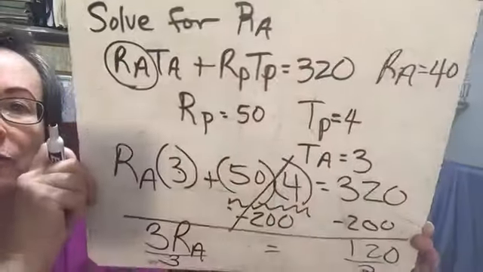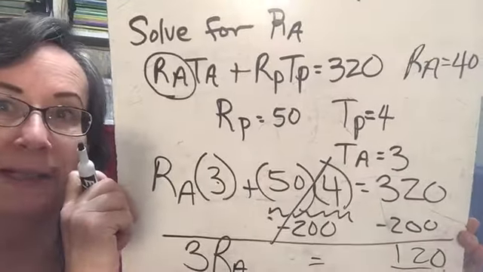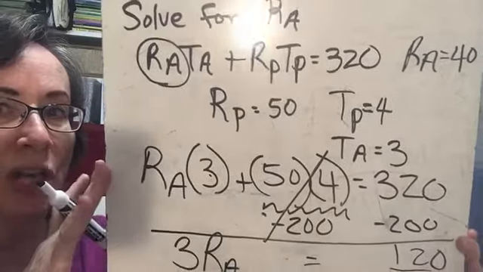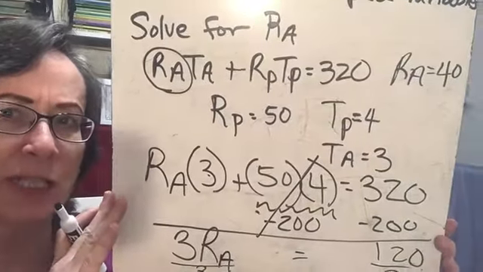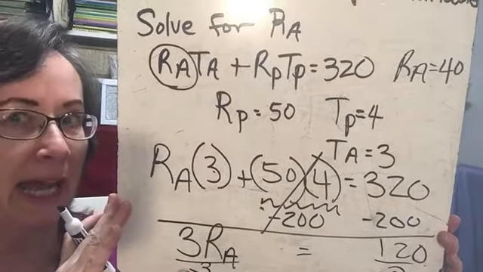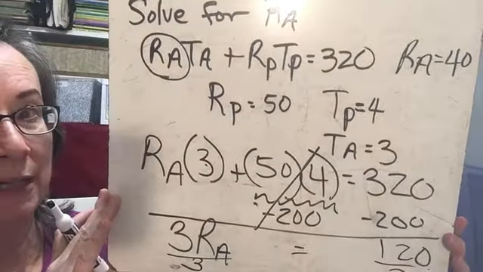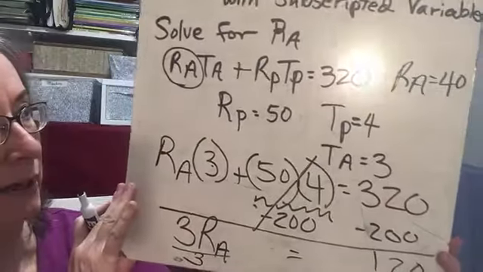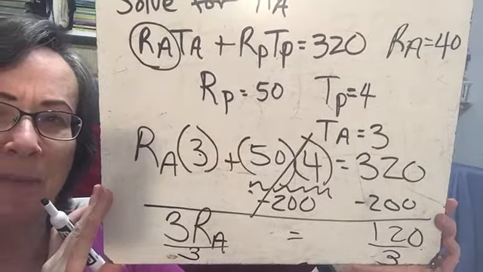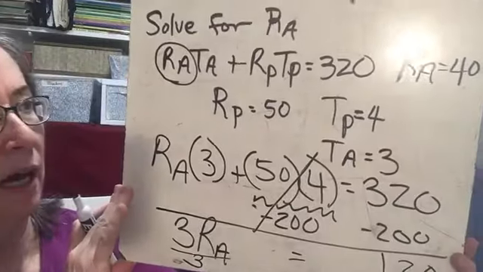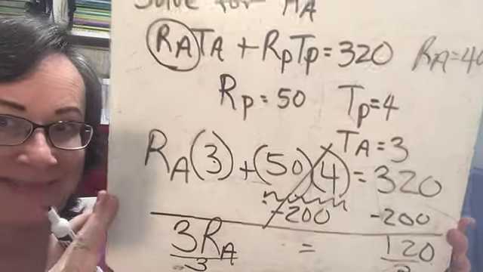And that's all we have to do to solve for a subscripted variable. So a subscripted variable is nothing special. It's just a variable that has a name that distinguishes it from another like variable, like two different rates of two different people. So rate sub A could be Abby's rate, and rate sub P could be Peter's rate. And we can keep them separate without having to write down Abby's rate and Peter's rate.